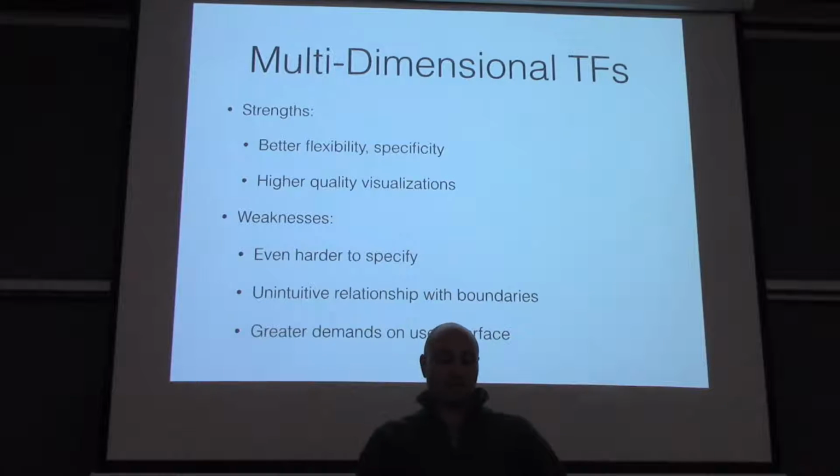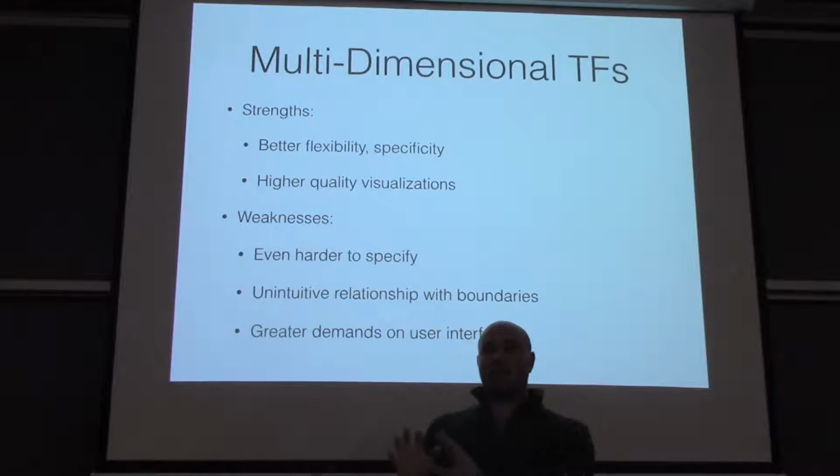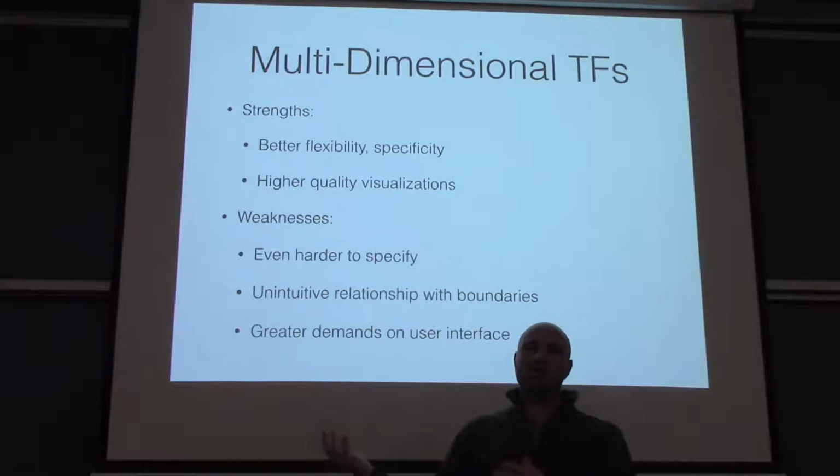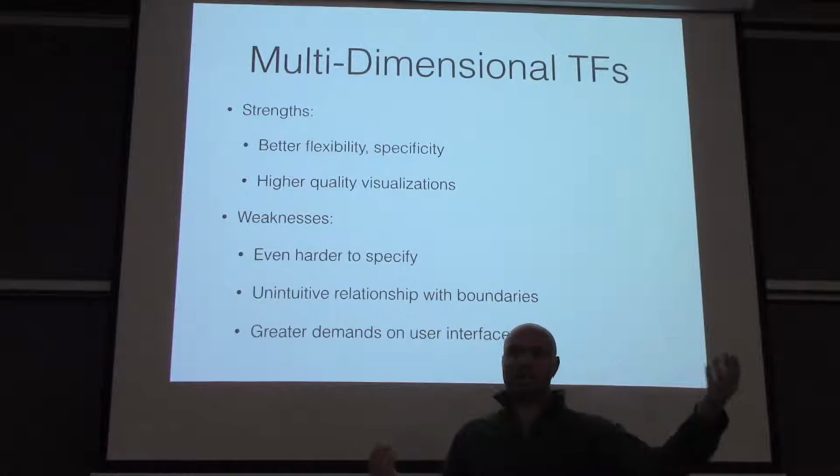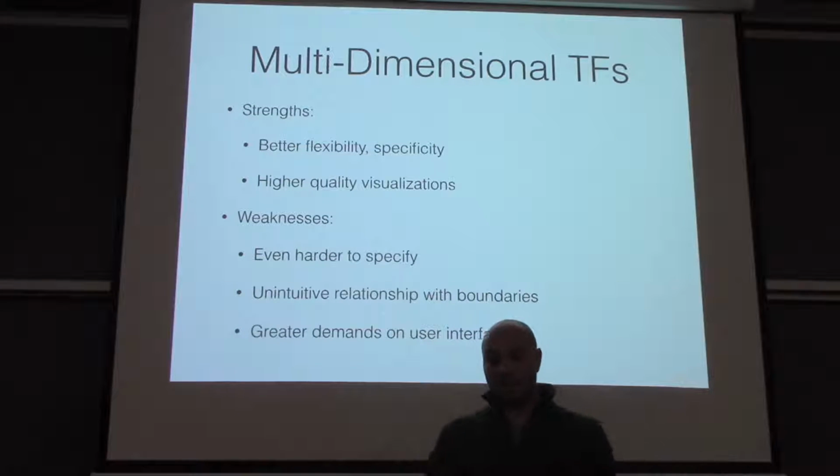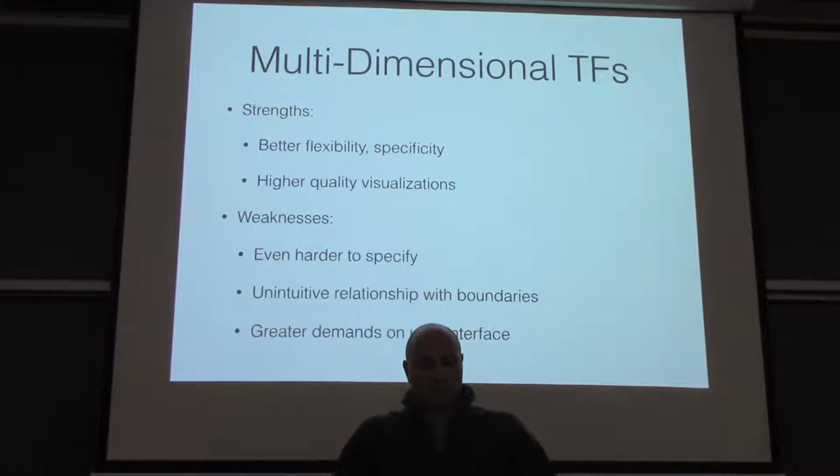So the advantages of multidimensional transfer functions, and again, I'm only talking about 2D transfer functions from 1D scalar fields, so from univariate data. The advantages are that you have this control over how to classify the gradient, and you get much higher quality visualizations with a lower sampling rate.